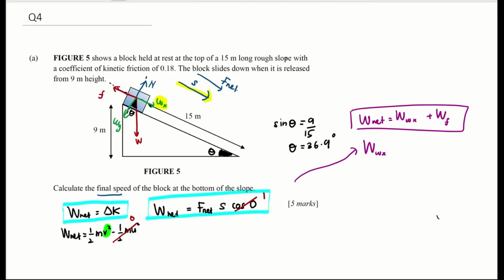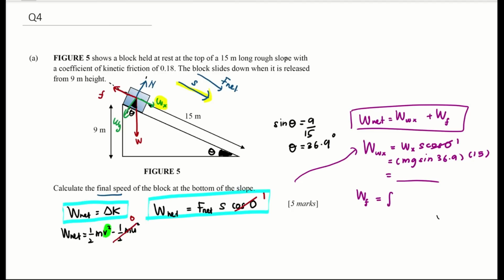So work done by Wx is equal to Wx s cos 0, so this is equal to 1. Wx is actually mg sin 36.9 degree times dengan s, dia adalah 15. Boleh kalau you nak kira asing. Okay, sama juga dengan frictional force, work done by the frictional force.